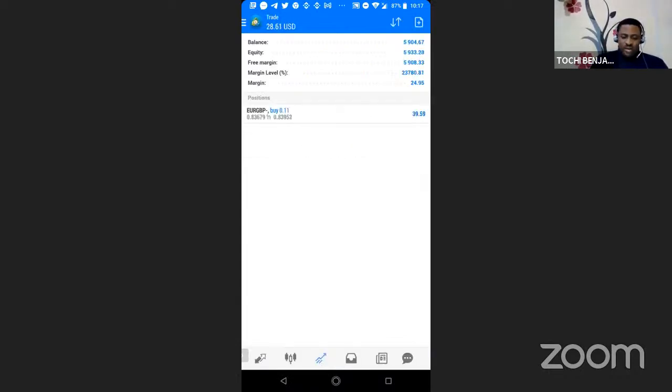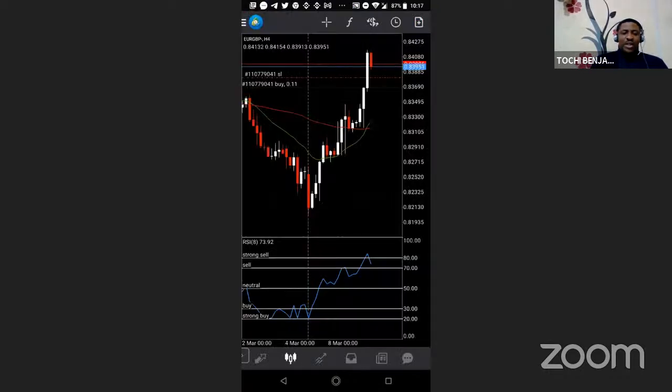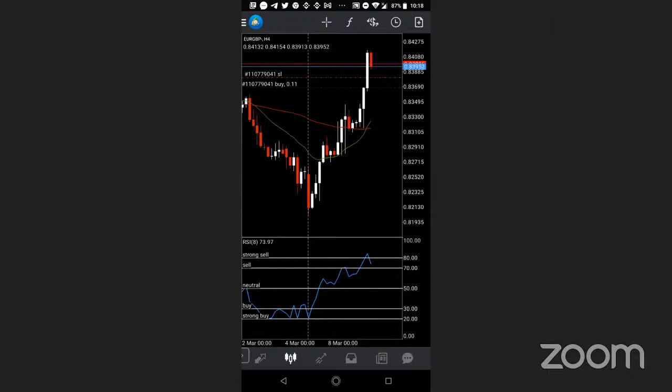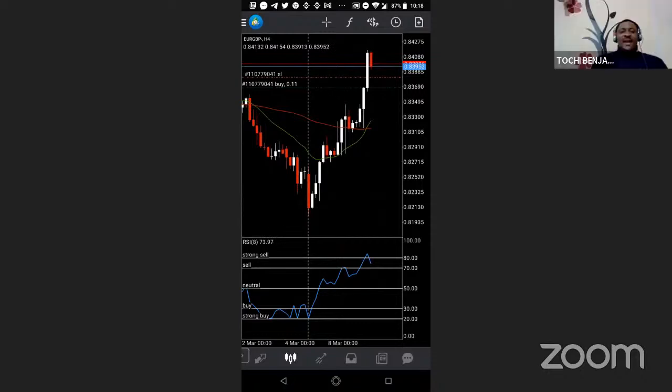I've locked this trade. Now go back. You see the red line. Have you seen the red line now? Yes. The red line now tells me that this is a buy. I'm buying Euro GBP. Now I have locked my entry.